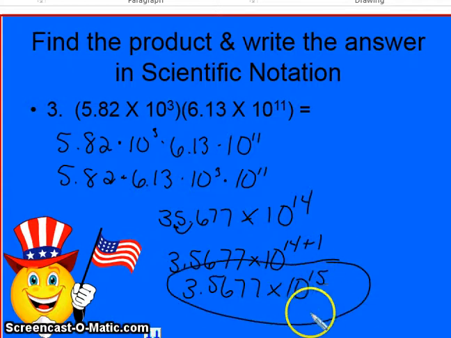So whenever something's already in scientific notation, and you need to move the decimal point to make a between 1 and 10, if you move the decimal point to the right to get it back to the original place, then you add that many. If you move it to the left to get it back to the original place, then you subtract that many.